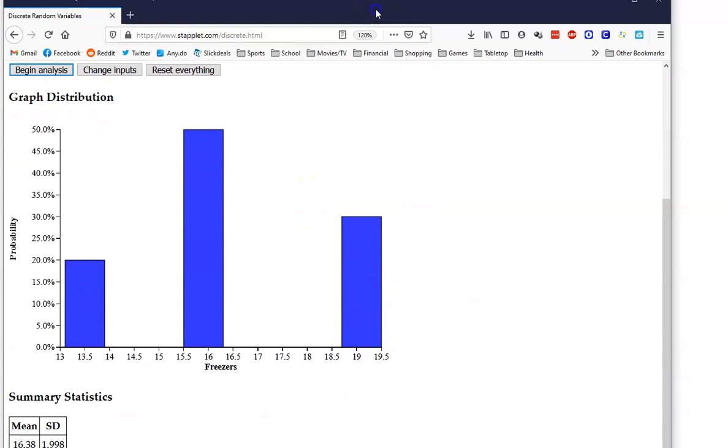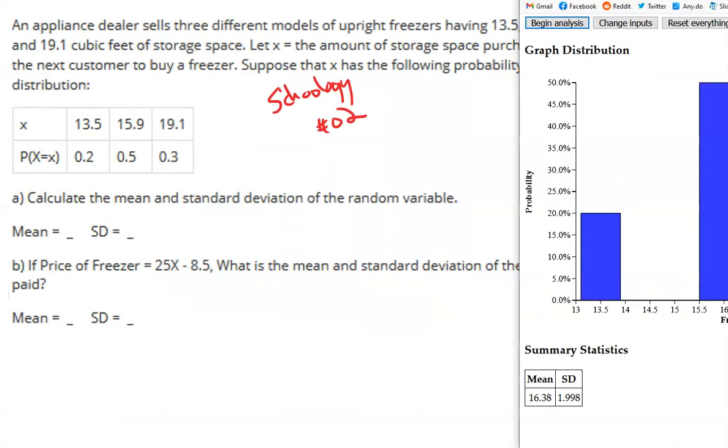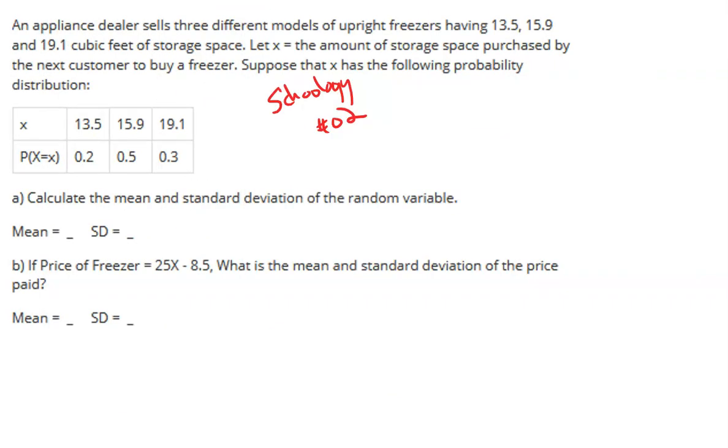And there is my mean and standard deviation. So the mean cubic feet would be 16.38, and the standard deviation would be 1.998, or 2.0 would also work on that one, but 1.998.